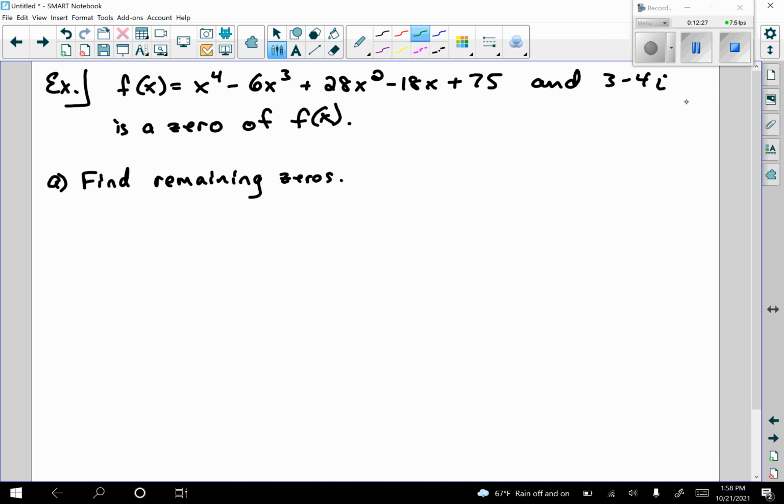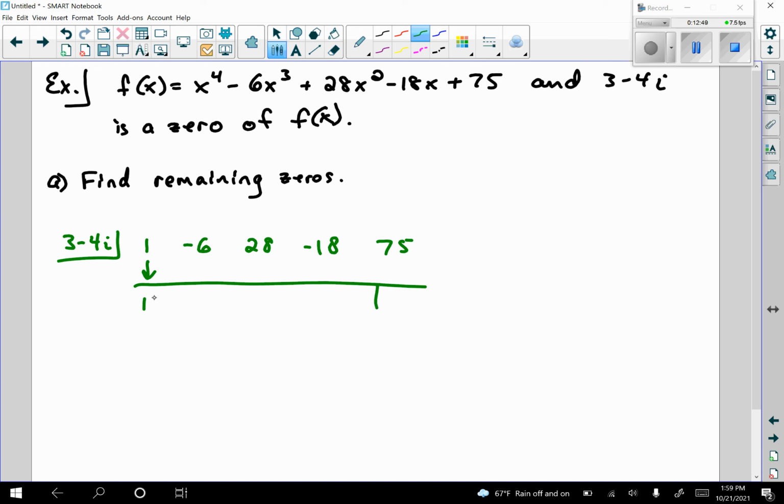So that means if 3 minus 4i is a 0, we're going to use synthetic division, and we're going to put 3 minus 4i on that shelf. We're going to have 1, negative 6, 28, negative 18, and 75. We'll bring down the 1. So we're going to get involved with some complex numbers here. So 1 times 3 minus 4i is just 3 minus 4i. Well, negative 6 is a real coefficient, so I'm just going to add that with my 3, so I'm going to end up getting negative 3 minus 4i.